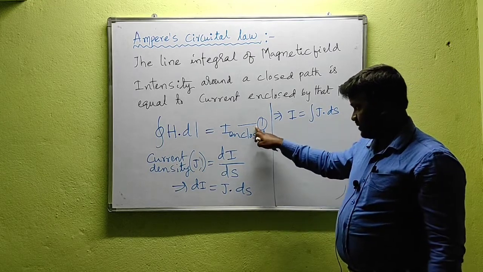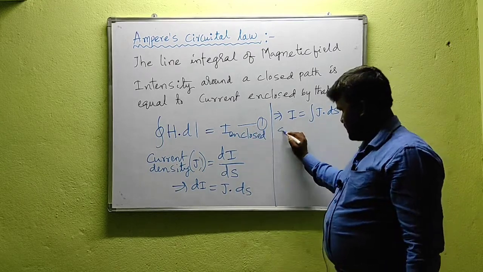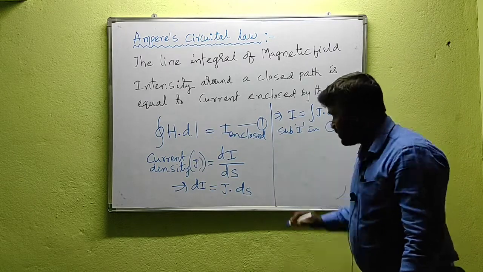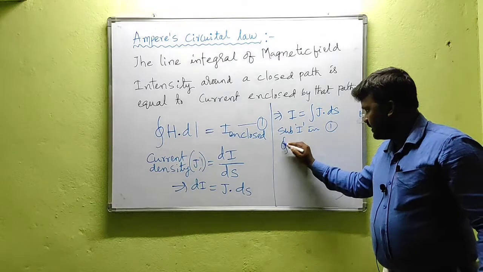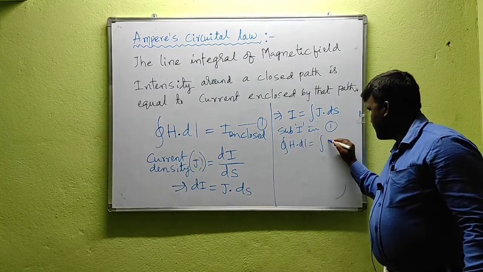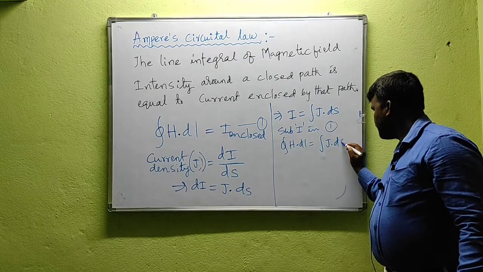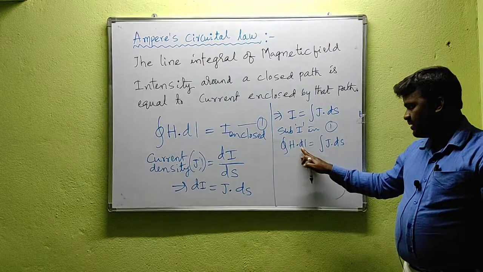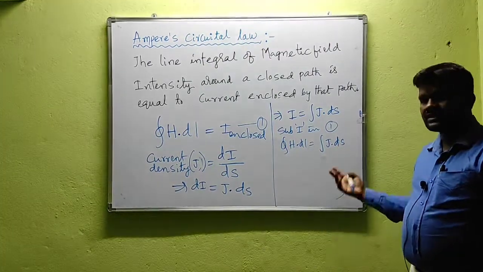Let us take this as equation 1. Substitute I in equation 1. We get integral H dot dl, where I can be written as integral J dot dS. As I said, a closed line defines the open surface. Here I have a closed line integral, and here I have an open surface integral.